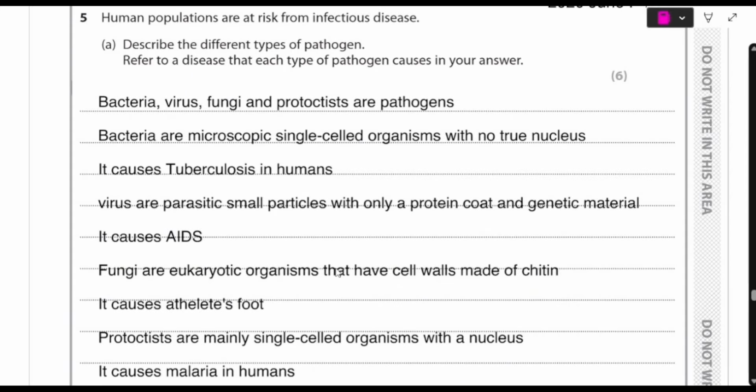And then we have protozoans. They are many single-celled organisms with nucleus. And one of the diseases they cause is malaria. So this is a very unique question. We do not have such names of diseases caused by each pathogen. So better you have all of it memorized so you have the examples of diseases ready if they ask you the same question.